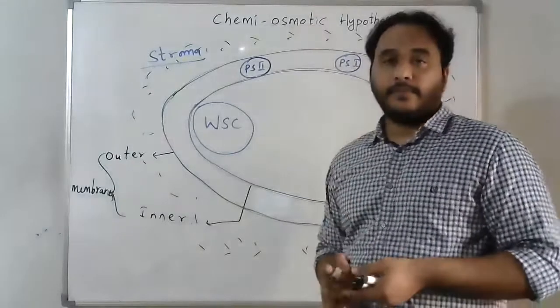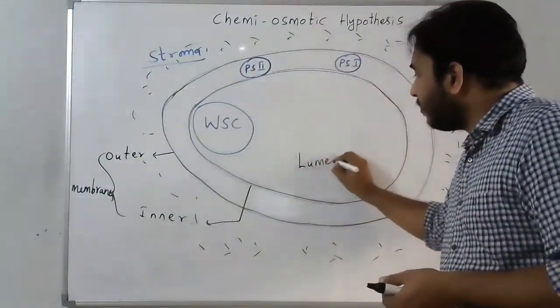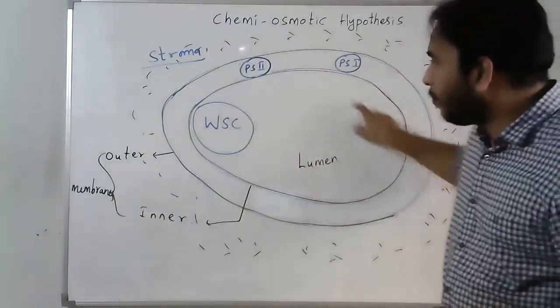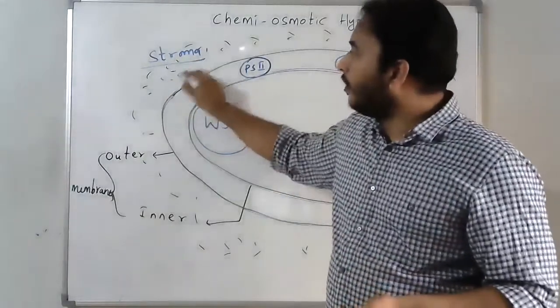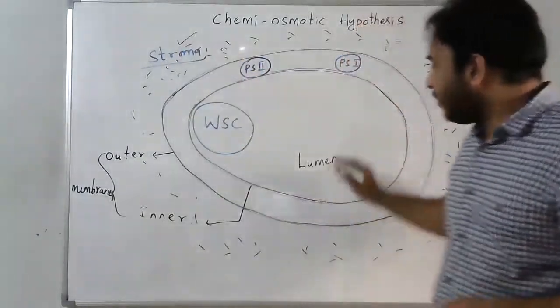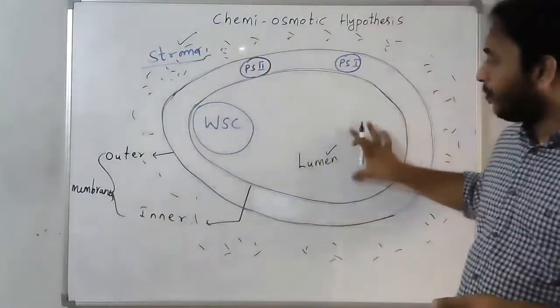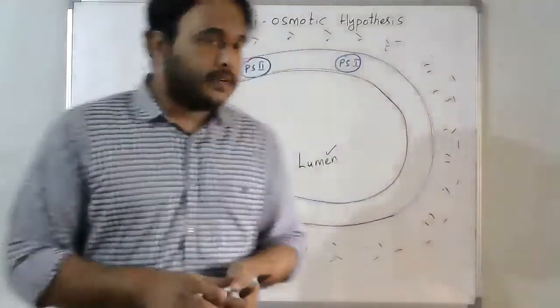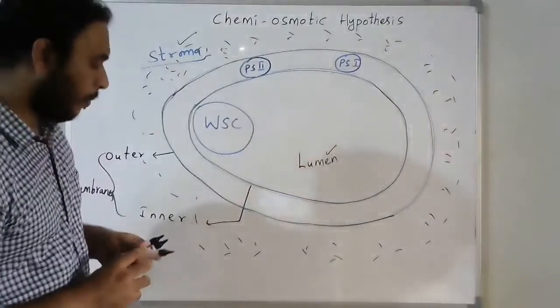Coming to the space inside the thylakoid, it is called the lumen of thylakoid. The space inside is the lumen of thylakoid, and the fluid outside is called stroma. So these are the components of the membrane and chloroplast, inside the chloroplast.